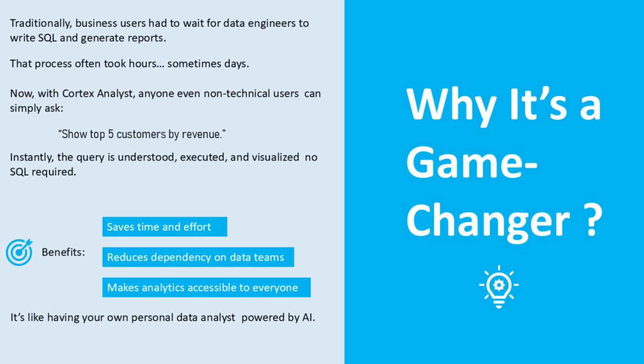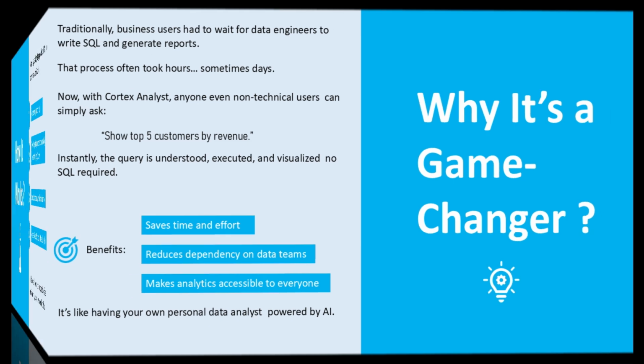Traditionally, if a business user needed a report, they would message a data engineer, wait for the SQL, and then get the result. That whole cycle could take hours, sometimes days. But now, with Cortex Analyst, anyone, even a non-technical user, can simply type, show top 5 customers by revenue, and get the result instantly. This saves time, reduces dependency, and brings analytics closer to everyone in the organization. It's like having your own personal data analyst powered by AI.